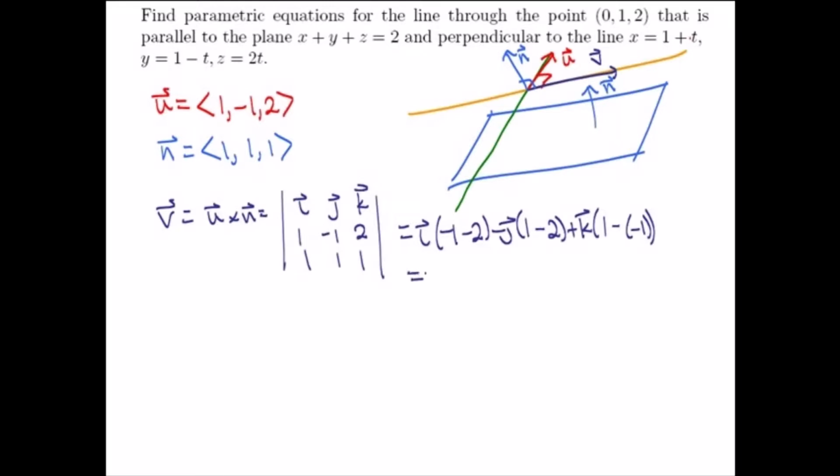And so what do we get here? A -3i. Let's see, that's a -1 times a negative j is going to be a positive 1j, or just positive j. And 1 minus -1, that's 1 plus 1, or 2k. In component form, (-3, 1, 2). That's a direction vector for our line.